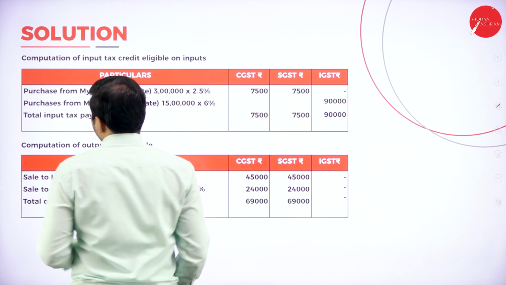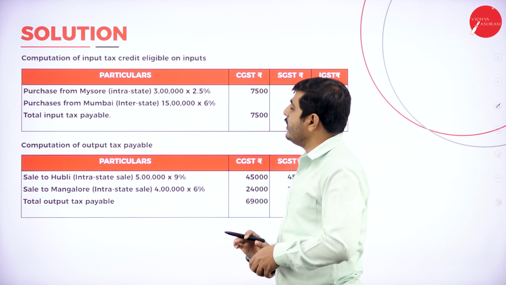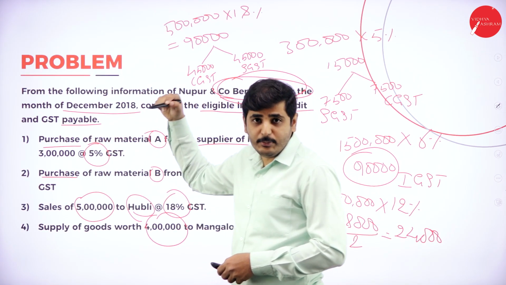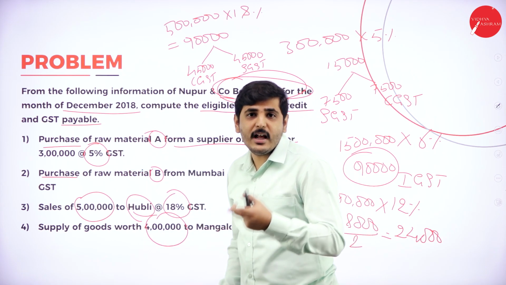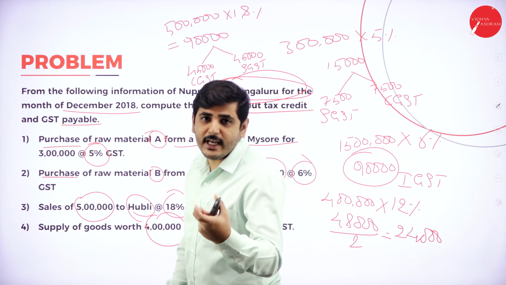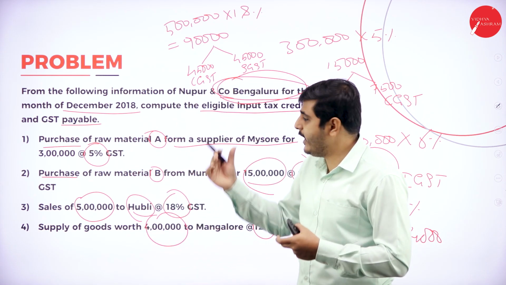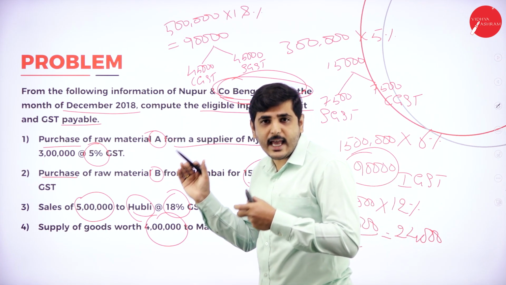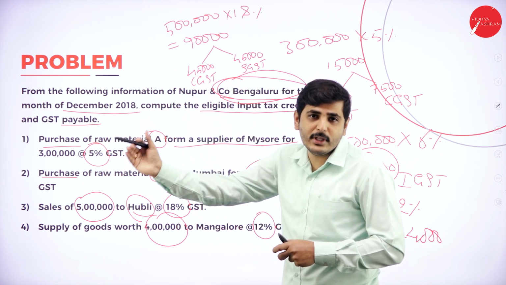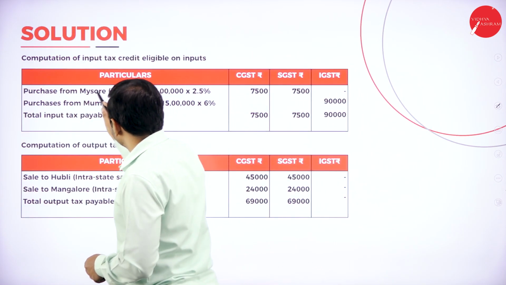Now let's go for the solution. Computation of input tax credit eligible on input. Whatever the input, while purchasing we have paid the input tax, while selling we have to pay the output tax. While paying the output tax, we should deduct the input tax, whatever tax we have paid while purchasing the product. The remaining tax has to be paid to the government. Now let's calculate purchase from Mysuru.